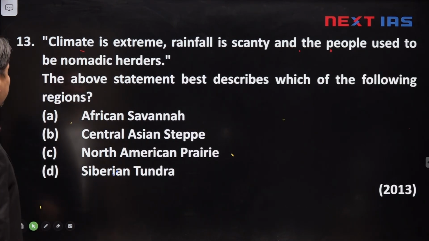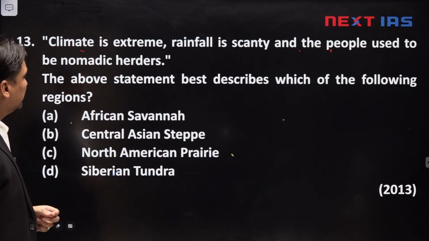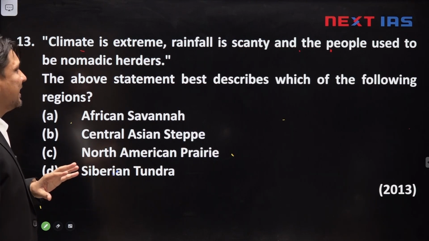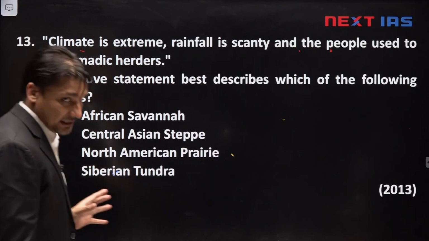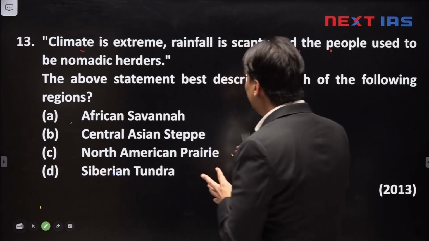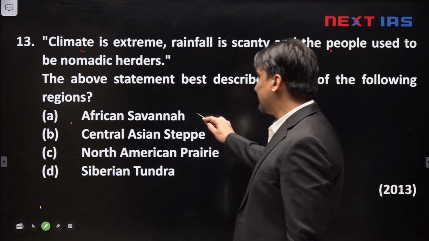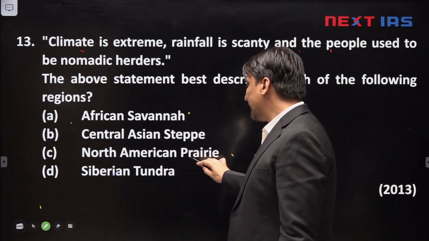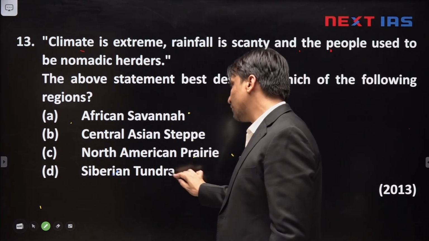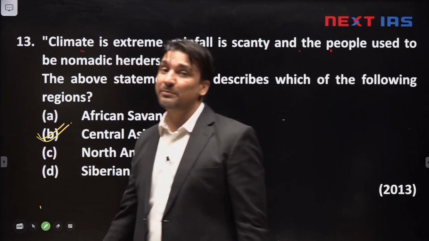Now the next question is again about a particular climatic region. The climate is extreme, rainfall is scanty, and the people used to be nomadic herders. The above statement best describes which of the following regions? African savanna, Central Asian steppes, North American prairies, and Siberian tundra. The correct answer will be Central Asian steppes.